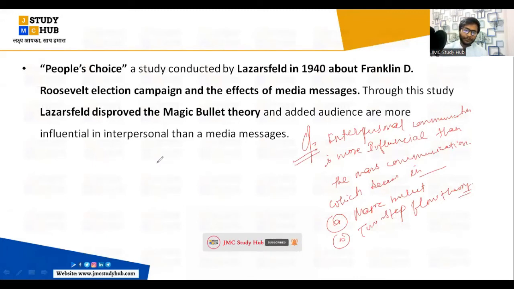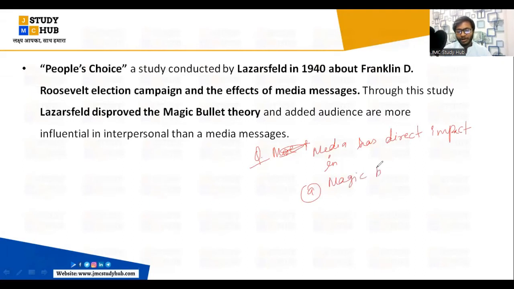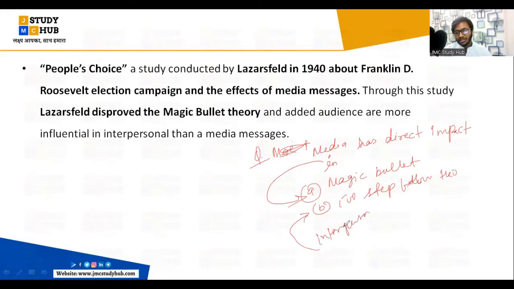So please, the two questions are important here. Please, very much important. If the question asks you, media has direct impact in, what will be the answer? Magic bullet or two-step? Yes, very good. So media is having direct impact in magic bullet theory, and in two-step flow theory it is interpersonal communication. Okay, so these things are very much important.